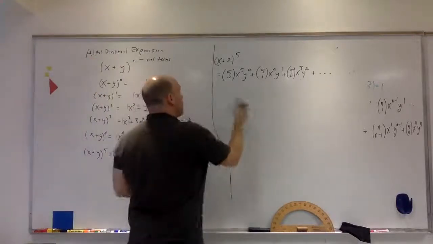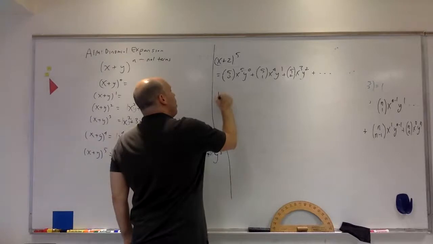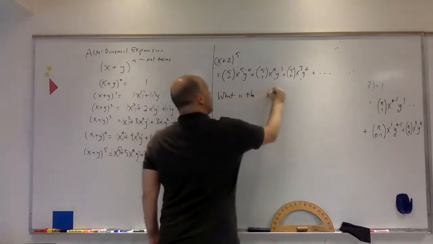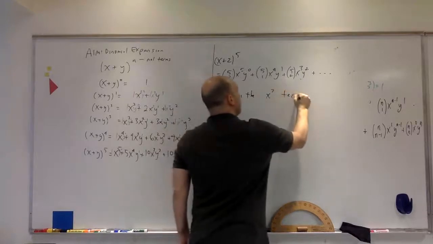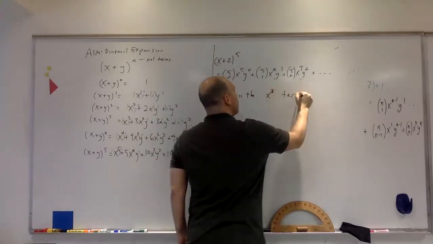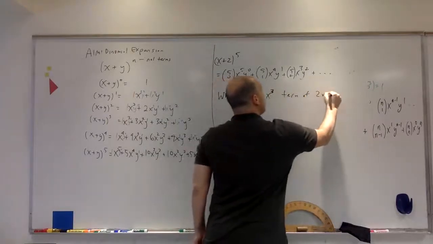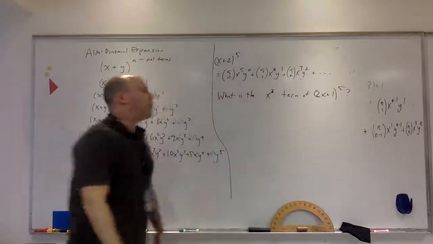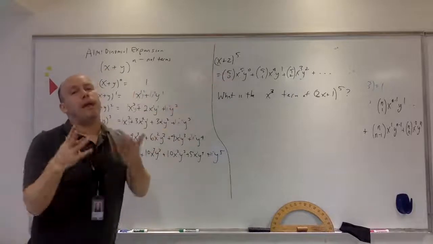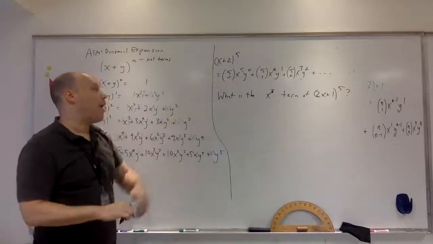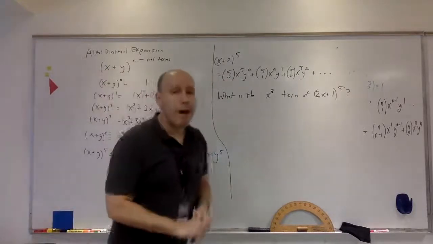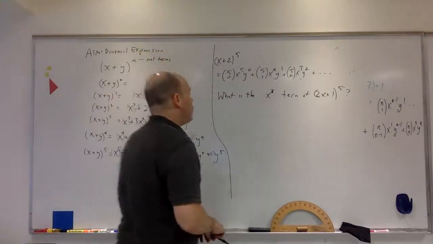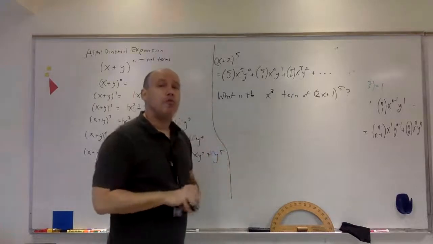Now, IB's not going to ask you that. They're going to ask you this question: what is the x to the 3rd term of 2x plus 1 to the 5th? They want to figure this out, so you say, okay, we need a new method. Well, it's not really a new method. I call it the Adler method.